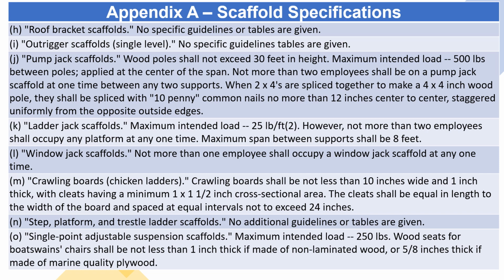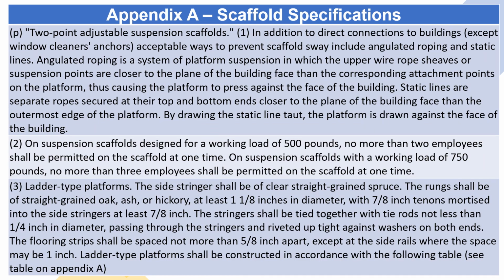O. Single-point adjustable suspension scaffolds. Maximum intended load 250 pounds. Wood seats for bosun's chairs shall be not less than 1 inch thick if made of non-laminated wood, or 5/8 inches thick if made of marine quality plywood. P. 2-point adjustable suspension scaffolds.